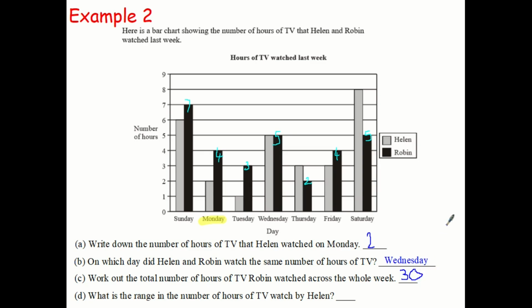And the final part, D, says, what is the range in the number of hours of TV watched by Helen? So we need to find the range, which of course is the greatest number, take away the smallest. So here, the most hours of TV she watched was on Saturday, which was 8. And the least number of hours of TV she watched was on Tuesday, which is 1. So I'm going to do 8 take away 1, which leaves me with my range of 7. Okay, so 7 is the range of the number of hours she watched of TV.